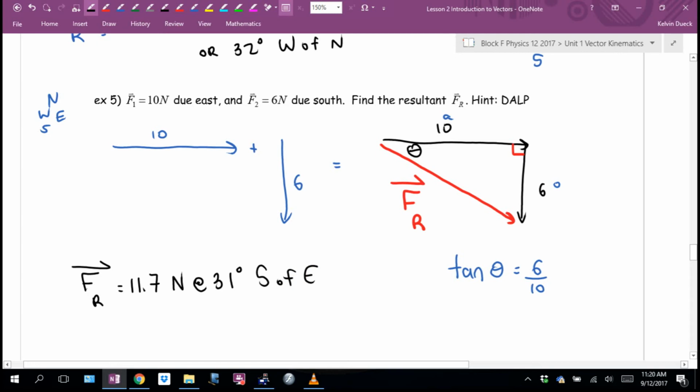Now, I went 10 and then I went 6 down. If you started out going 6 down and then you went 10 over, you would get 59 degrees east of south. You'd get the same magnitude because the Pythagoras numbers would be the same, whether you go 10 squared plus 6 squared or 6 squared plus 10 squared. The fancy word is that vector addition is commutative. Order doesn't matter.